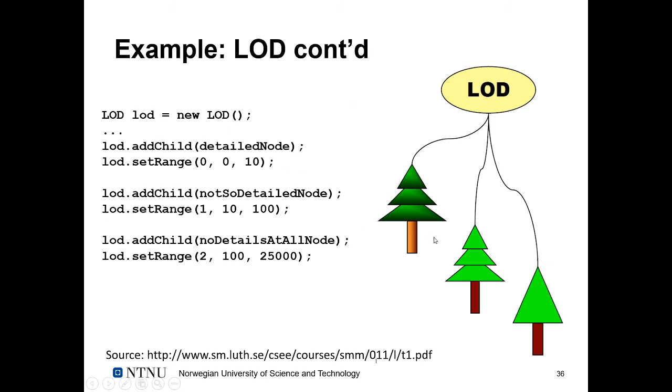Then, for example, to set this highest resolution child over here, this pine, you basically say LOD.addChild with the detailed node, and then you set the range between 0 and 10 meters in this case. And then you have a not so detailed node, which is the other child of this LOD.